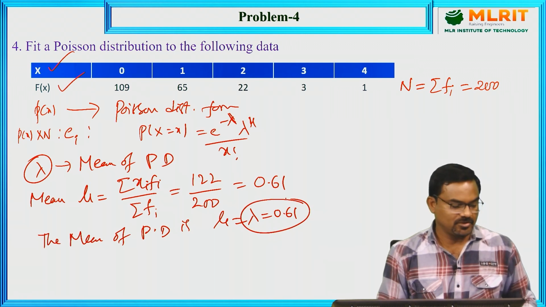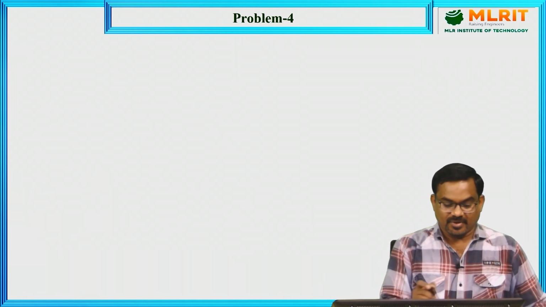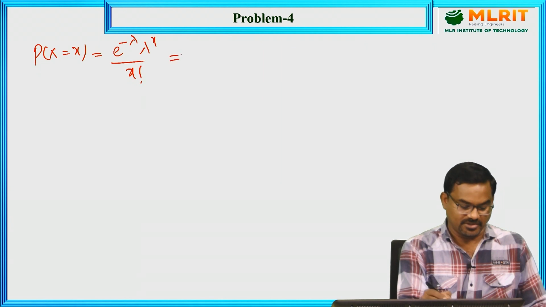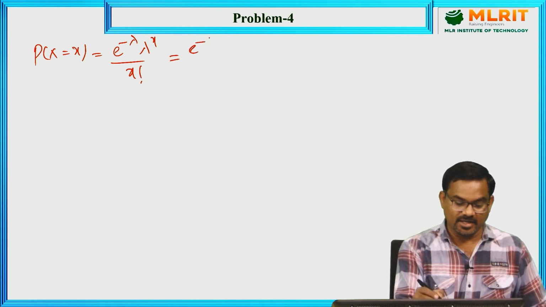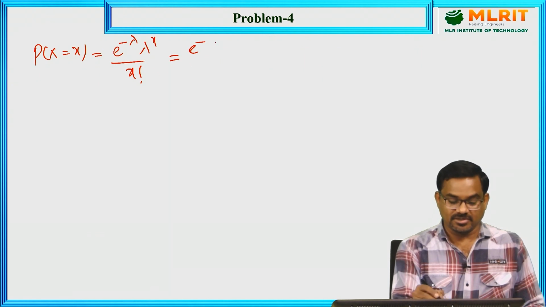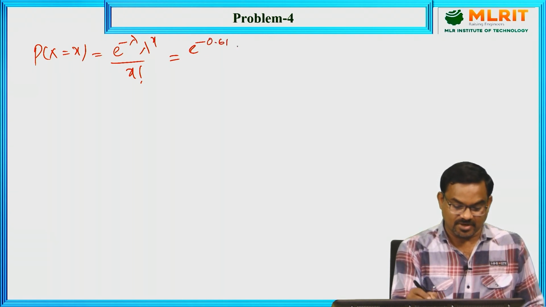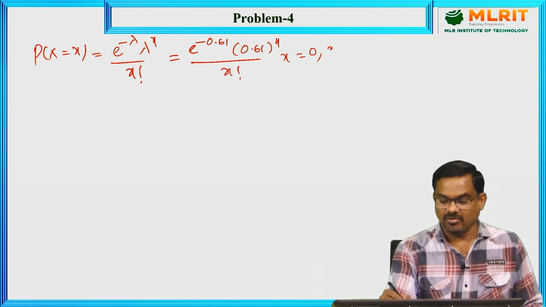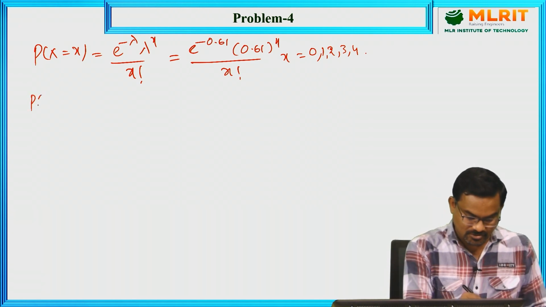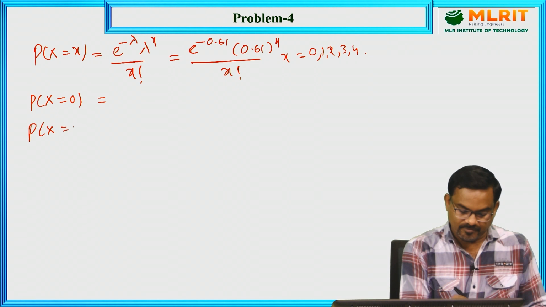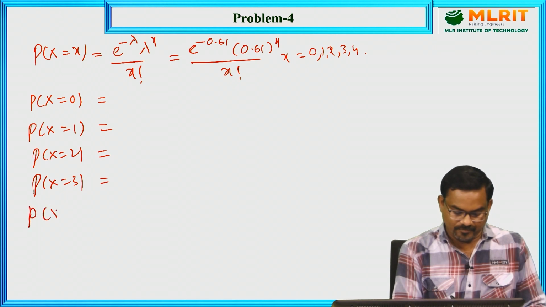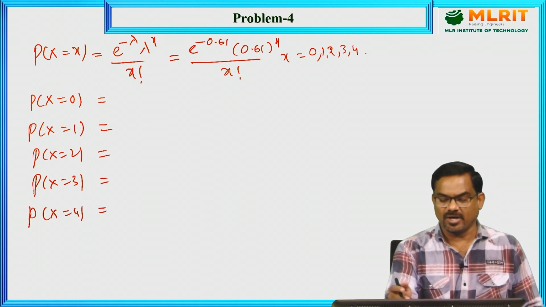So we have the formula to find probabilities of x successes, e power minus lambda, lambda power x by x factorial, which is equal to e power minus 0.61, 0.61 power x by x factorial, for x equal to 0, 1, 2, 3, 4. So we need to calculate all these 5 probabilities. So probability of x equal to 0, x equal to 1, and x equal to 2, then 3 and 4. Just substitute the values of x equal to 0, 1, 2, 3, 4.